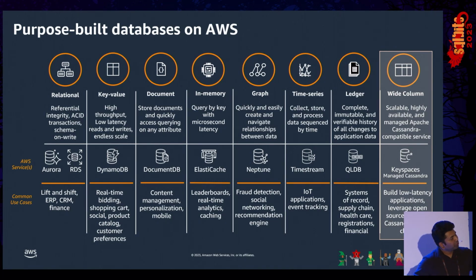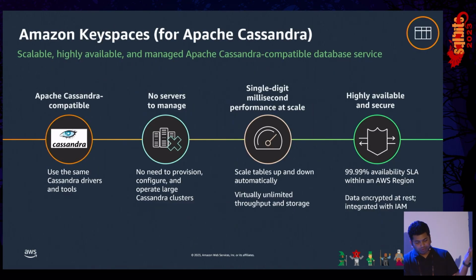So this is for those customers who are leveraging Cassandra on premises, but they still want a managed and much more secure service. You can go for Amazon Keyspaces. Keyspaces is a highly scalable, available, managed Cassandra-compatible service, which allows you to use the same drivers and tools that you use on premises to run a Cassandra cluster. You can have it as is on a managed service, which is Keyspaces. Everything else, no servers to manage, millisecond latency, and great performance is pretty much available.